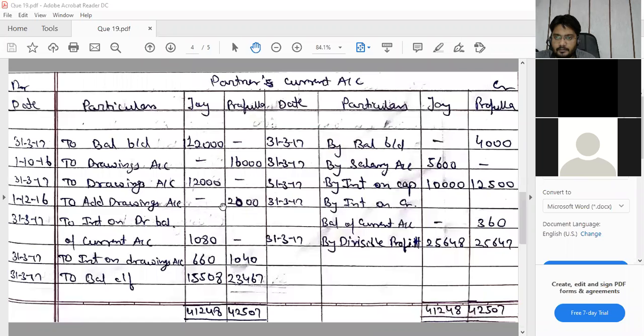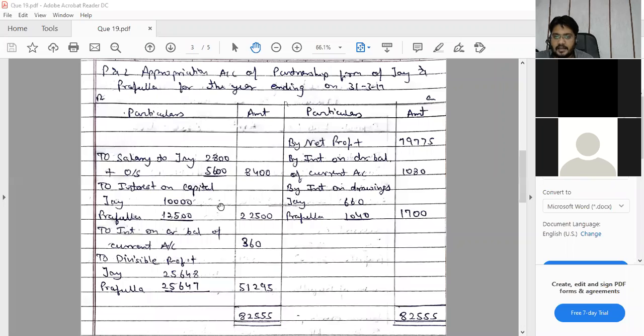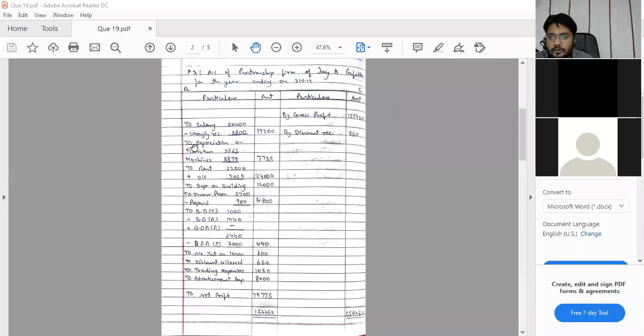Then salary is given, write on the P&L debit side to salary, into inner column 20,000. One line underline. Then after insurance premium on P&L debit side, write to insurance premium in the inner column 5,700. One line underline.